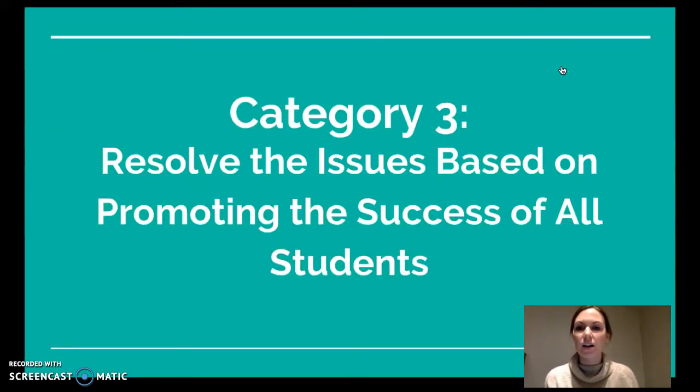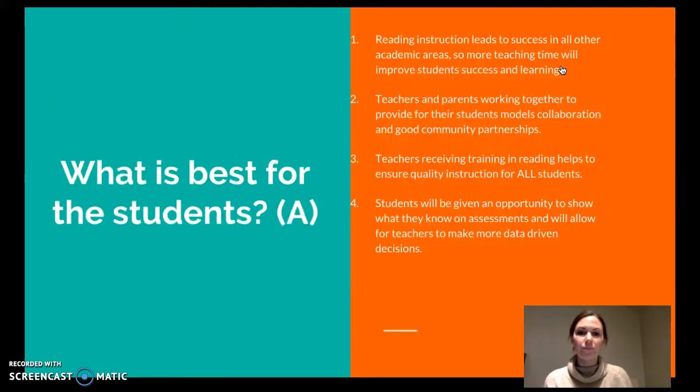Okay, next, third category, resolving the issue. So thinking always about what is best for the students. A few points in that is that reading instruction leads to success in all other academic areas. So more teaching time will improve that student's success in learning, along with scores and tests. Teachers and parents working together will provide for their students models of good collaboration and good community partnerships. That's through that building level team, and also through the monthly newsletters and other collaboration opportunities.